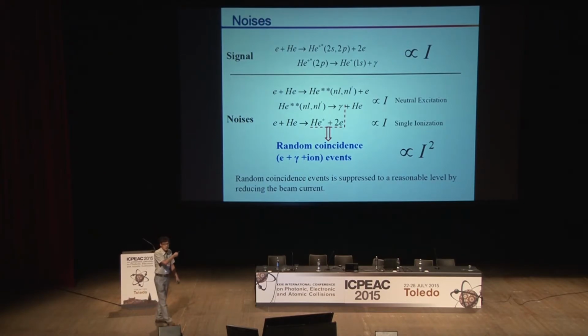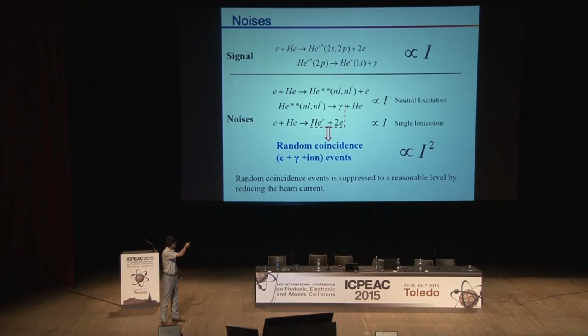Besides the ionization and excitation process, there are also other processes open. Firstly, the neutral excitation, and following this, the excited neutral helium atom could decay and emit a photon. And in addition, the single ionization process could produce a lot of helium ions and electrons.